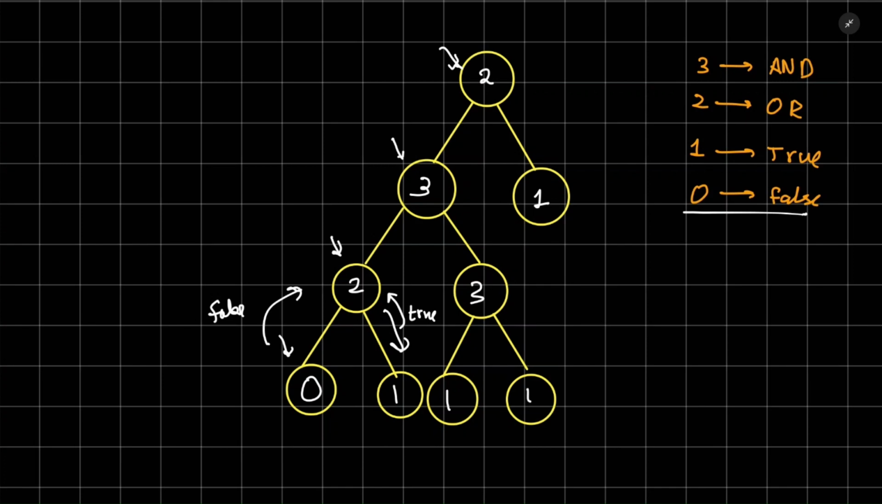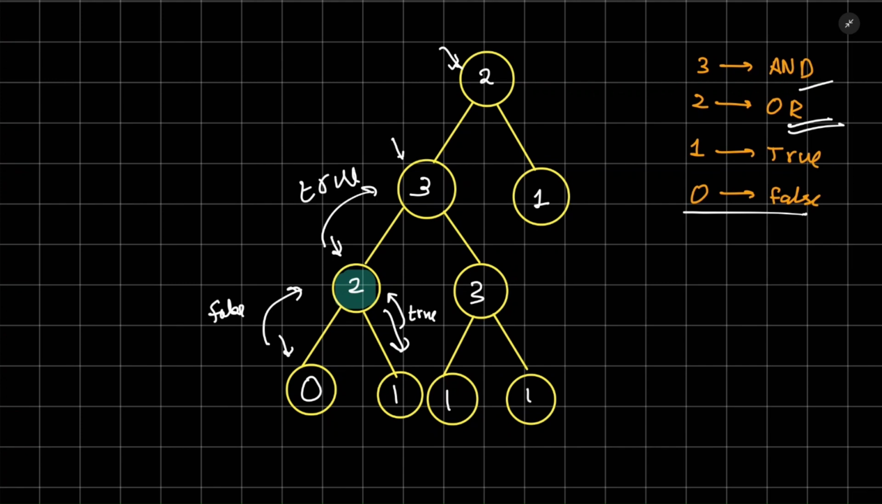How we calculate is based on this node's value. What is the value of this node? Because we can either AND it or OR it, and it depends on the current value of the node. So we will see if the current value of the node is 2 or 3. In this case, it's 2. For 2, we have to do an OR operation. So what is false or true? That is true. So we will return true from here.